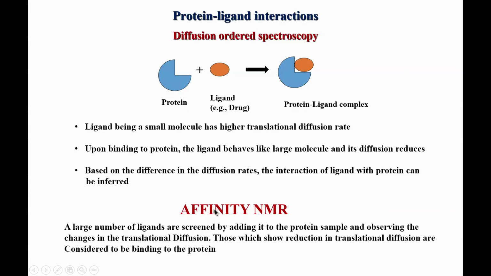Now, this idea of using diffusion to decide whether the ligand is binding or not is known as affinity NMR. A large number of ligands in the drug industry or pharmaceutical companies are screened in the initial stages by adding the ligands to the protein sample and then observing whether the translational diffusion has changed or not. Those molecules which show a reduction in translational diffusion when we add them to the protein are considered to be binding to the protein.